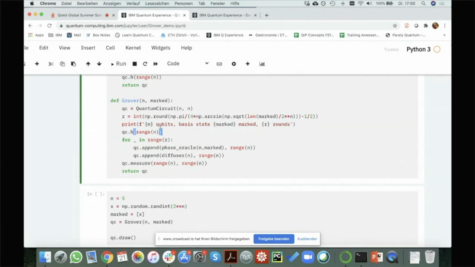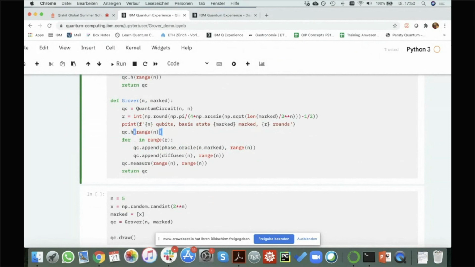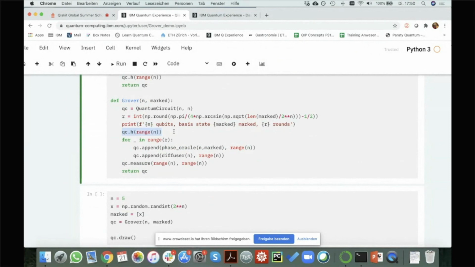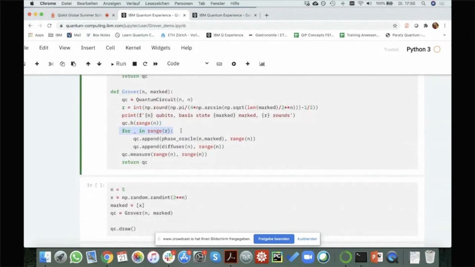Then I start my quantum algorithm by preparing the state S, the superposition state. So I just created the quantum circuit with n qubits, so they're all in state 0, and I need to apply a Hadamard gate to all of them to get the state S. Once I did that, we have R rounds. So this is just a dummy index, which means I don't need it.